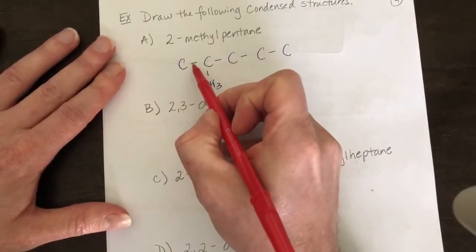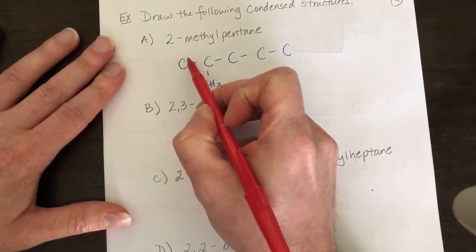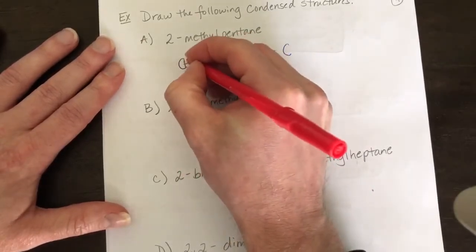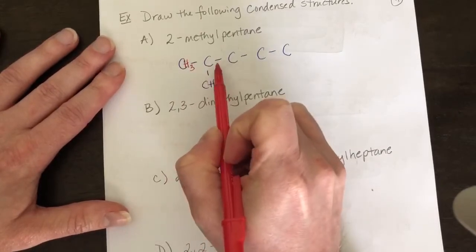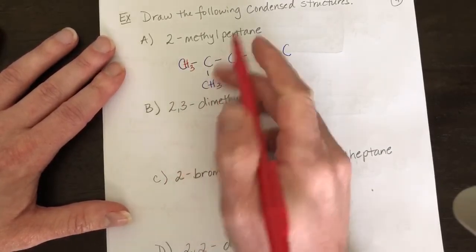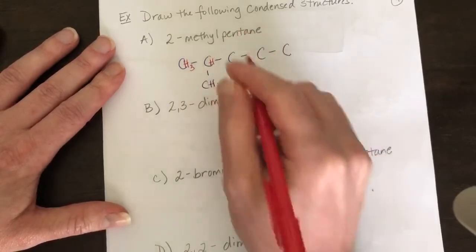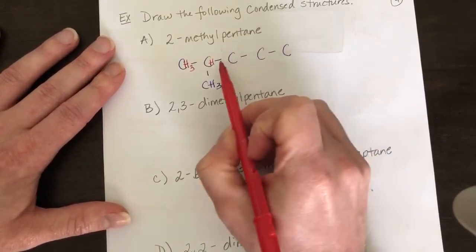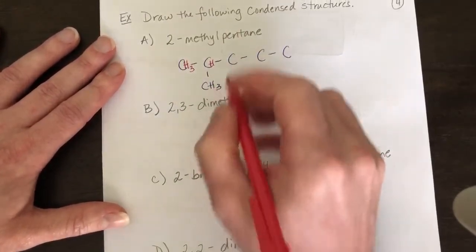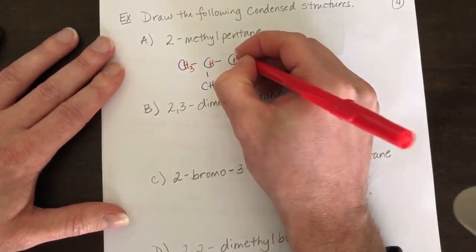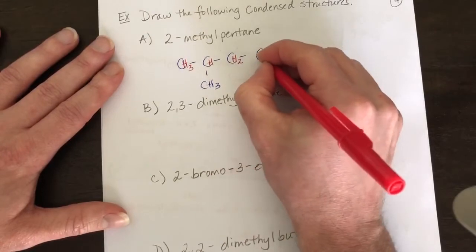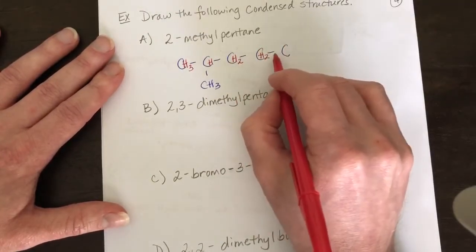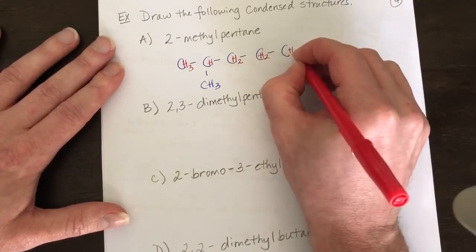There's 1 bond to this carbon right here. So 4 minus 1 is 3. So we put in 3 hydrogens. There's 3 bonds going to this carbon right here. So 4 minus 3 is 1. There's 2 bonds going to this carbon right here. So 4 minus 2 is 2 hydrogens. Same thing here, 4 minus 2 is 2 hydrogens. And there's only 1 bond right there, so it's CH3.